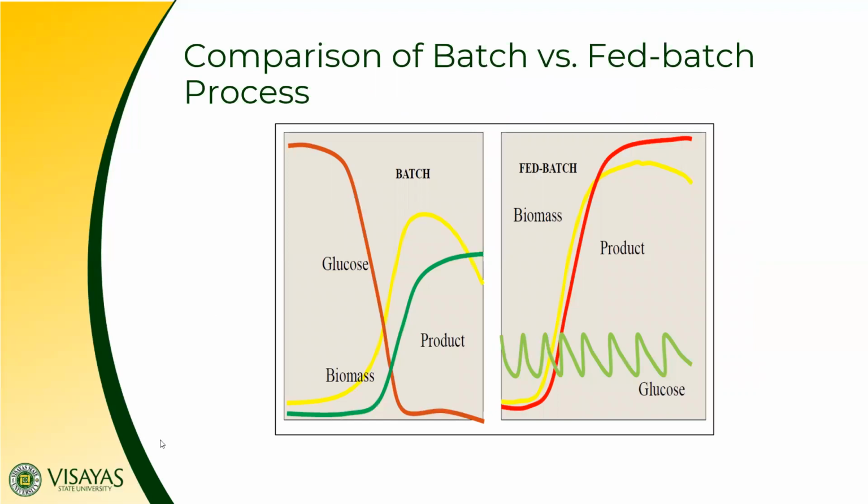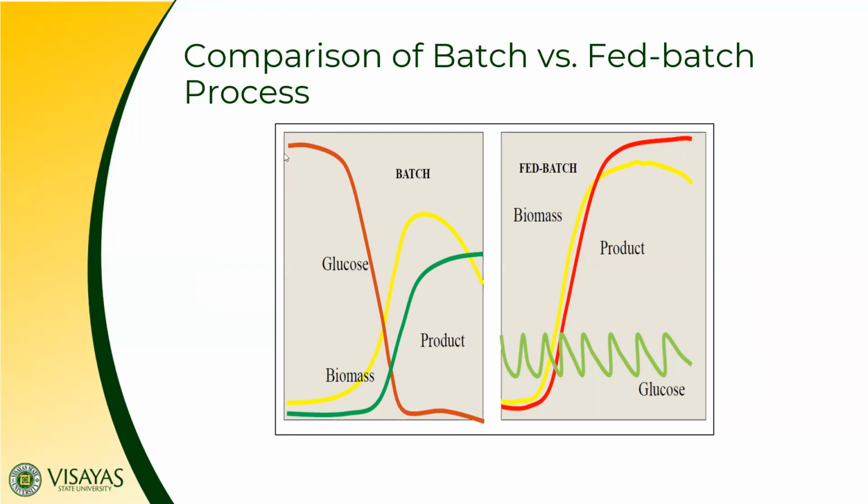So let us now compare the batch process and the fed batch process, based on the biomass, based on the glucose, based on the product. As you can see here, class, in the batch process there is a high concentration of glucose at the onset of the fermentation. As the microorganisms grow, they consume the substrate. So there is now a decreasing concentration of the glucose as the fermentation goes on.